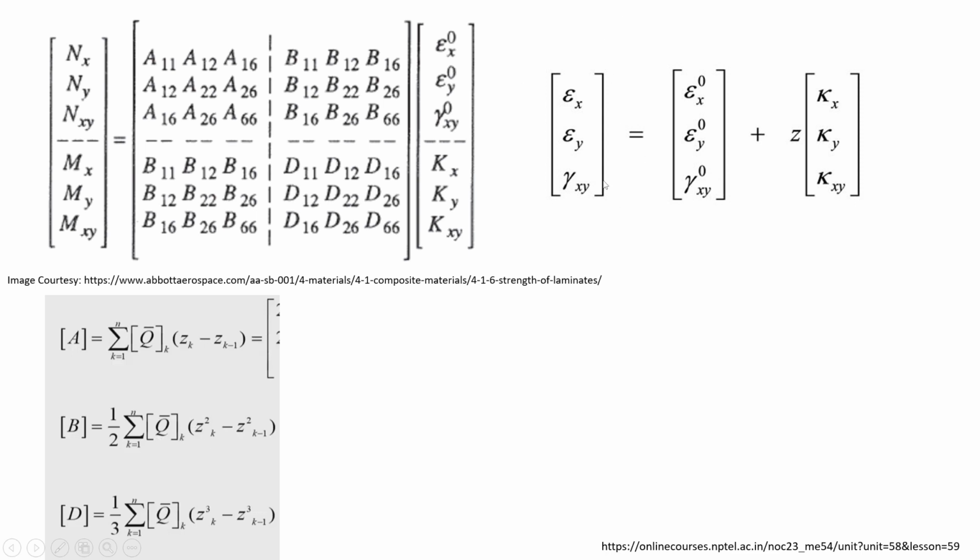The global strain values is equal to the mid-plane strain plus the location of the lamina into the curvature. Most of the questions which we have dealt with are simpler, where we take the curvature equal to 0, and mostly the global strain is equal to mid-plane strain. But if they ask in the question, if there is a curvature also, then you have to take this equation.